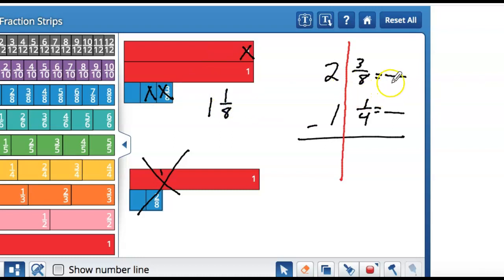So let's see the traditional way. I'm using 8 as my common denominator. So this is going to be multiplied by 2. So 1 times 2 is 2. Subtract it. I get 1/8. So 2 minus 1 is 1. My answer is 1 and 1/8. There you go. So the next two are going to be a little different, and I want you to notice the difference.